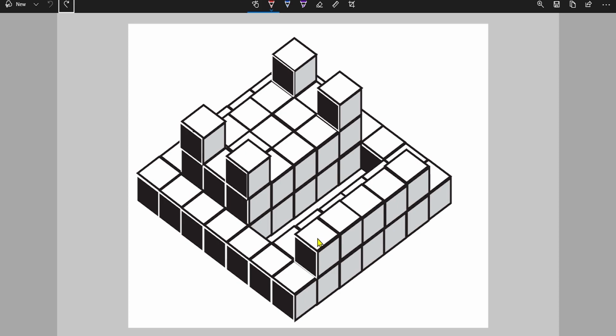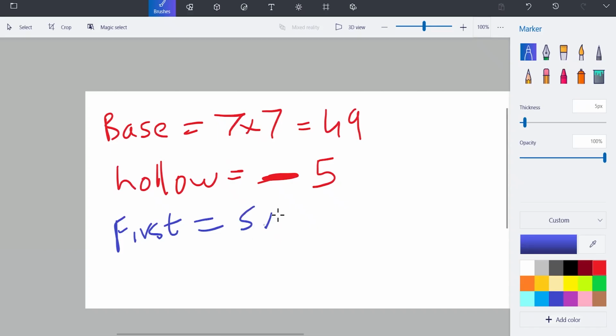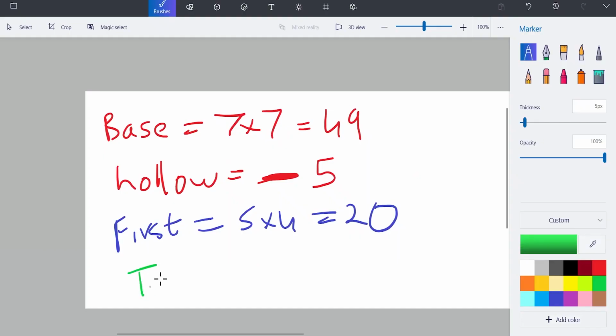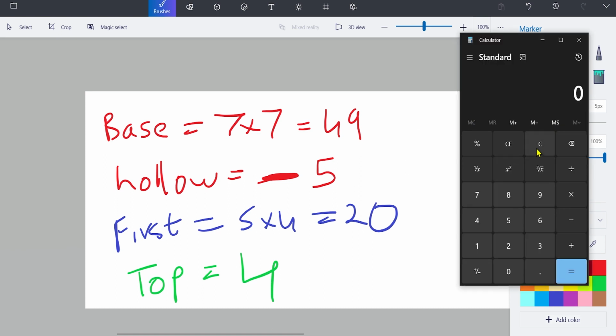1, 2, 3, 4, 5. 1, 2, 3, 4. 5 into 4, 20. And then your top layer, which is just these guys, 1, 2, 3, 4. So I'll just call them top pieces. Those are just 4 pieces. So we need to add all of these values, which is going to be 49 plus 20, and this minus 5 plus 4 gives us minus 1, so that's again 19. But just for the people at home, I'll just add all of them individually. So plus 20 minus 5 plus 4, which gives us the final answer of 68.